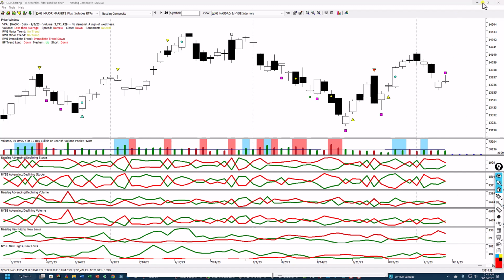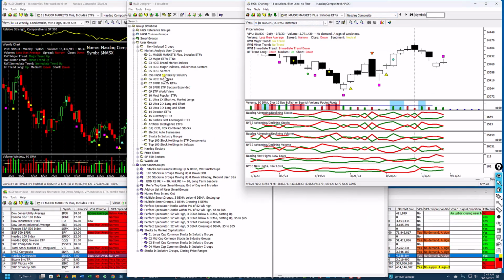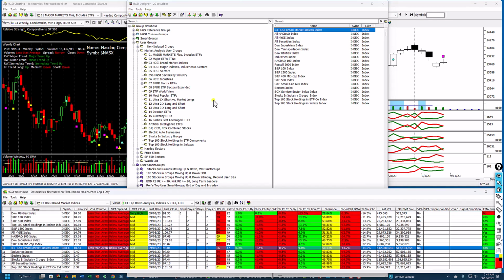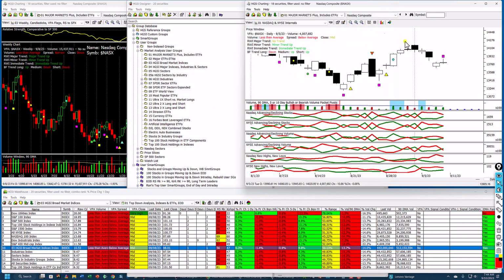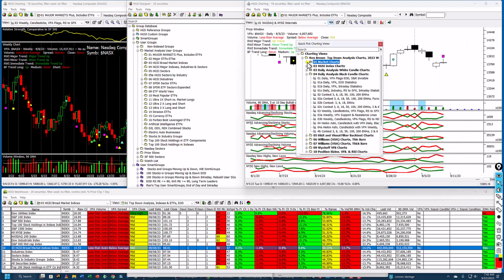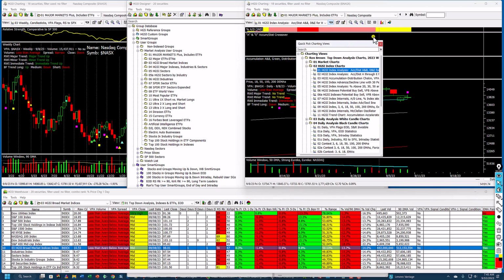Now let's go look at it a different way. I'm going to go into my broad market indices. I'll click through to this, and now I'm going to go to a series of charts that I put in here years ago.